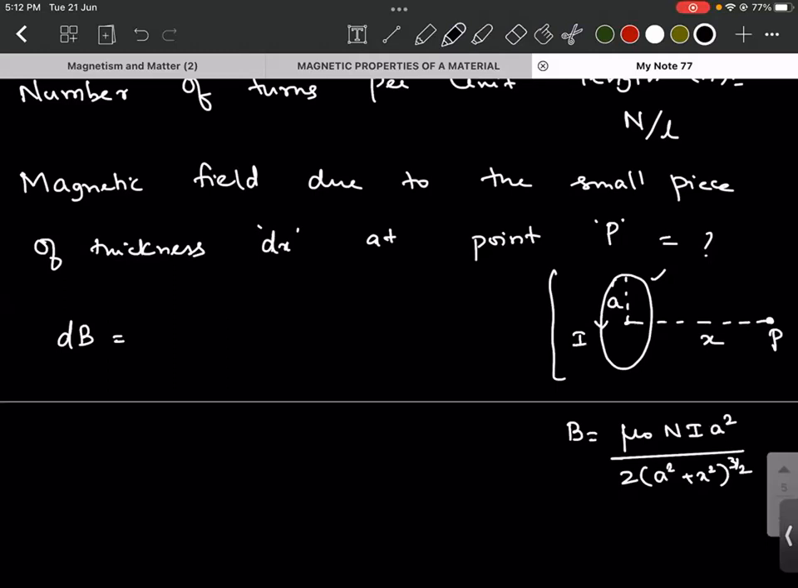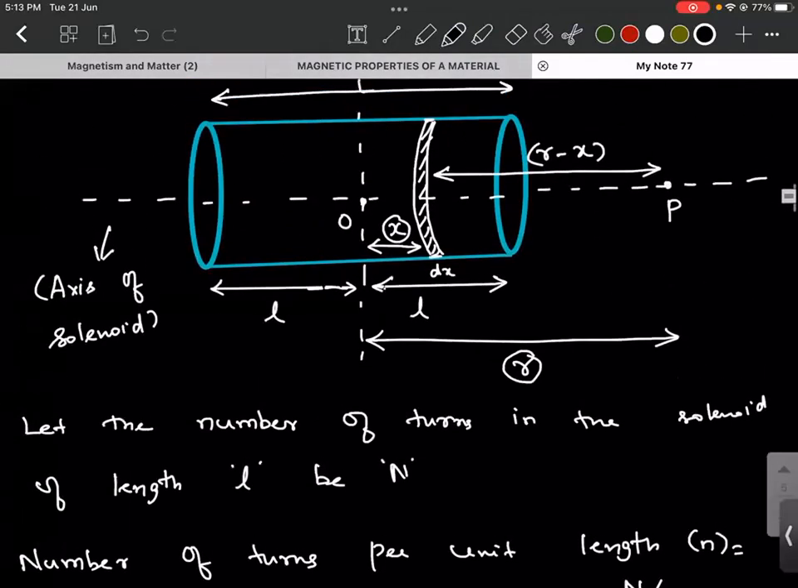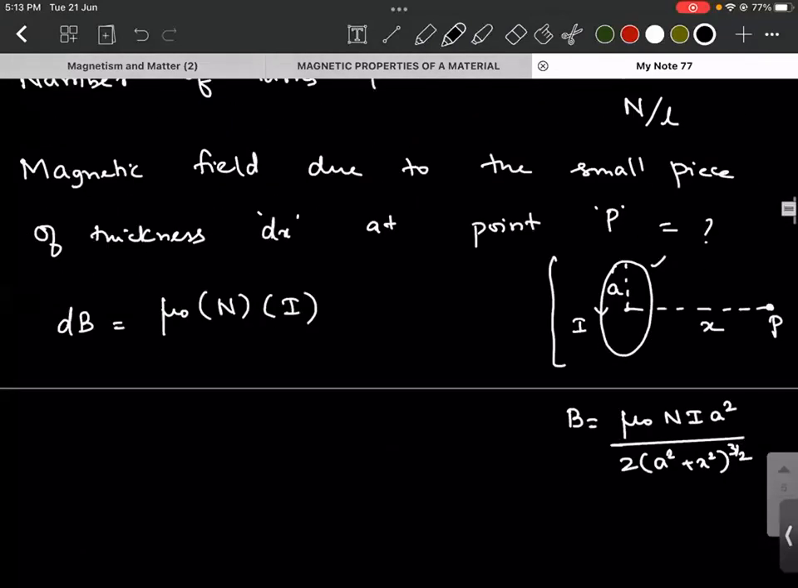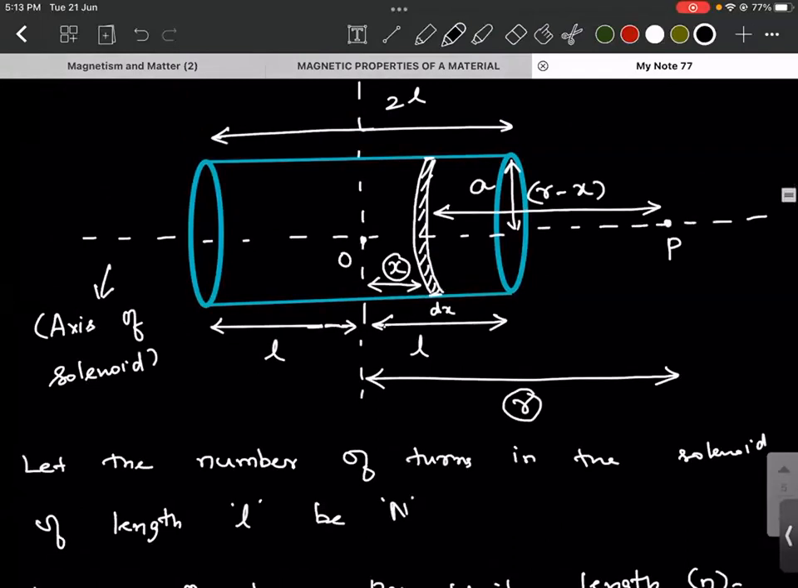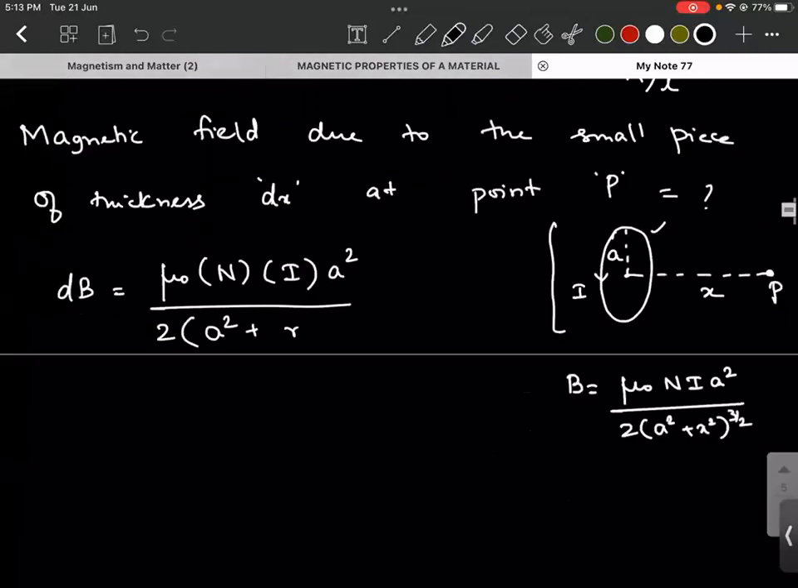Then what is going to happen to dB? dB will be equal to mu naught into the number of turns, in this case capital N, into the current I, multiplied with, let me take the radius of the solenoid to be small a, so N into I into a square divided by 2 into a square plus. Tell me what is the value of x in this case? It is r minus x the whole square.